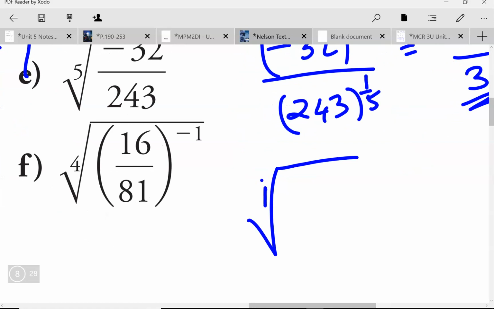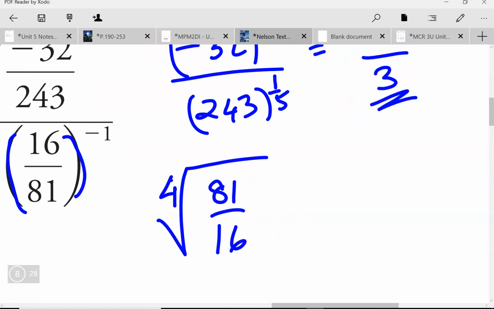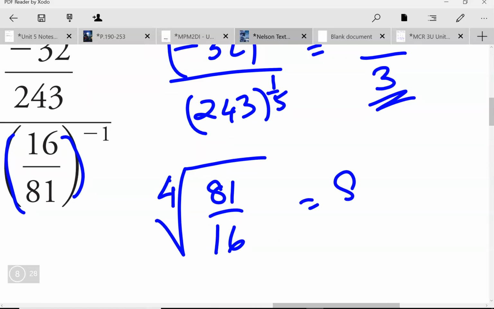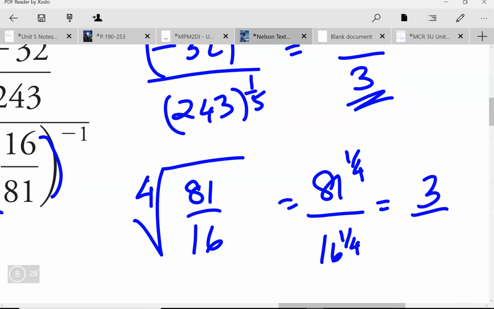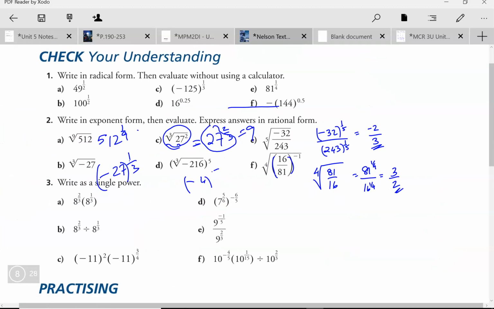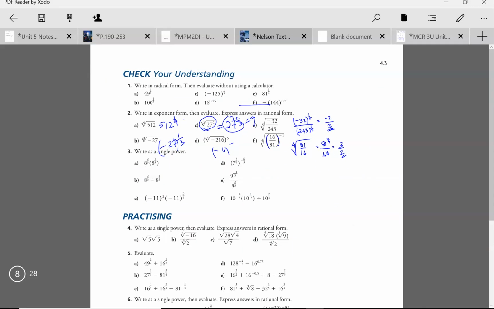This is probably the most confusing looking one, but realistically, let's take a look at this. I have a fraction to the power of negative 1. I'm just going to make that a positive 1 to avoid any troubles. And then this is 81 to the power of 1 over 4 divided by 16 to the power of 1 over 4, which is in fact 3 over 2. And that's my answer. So again, just fairly straightforward stuff, I'd say.